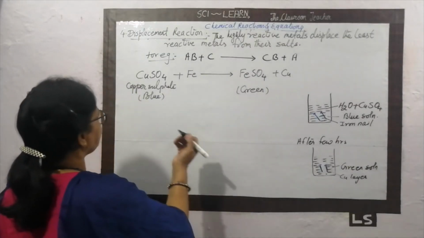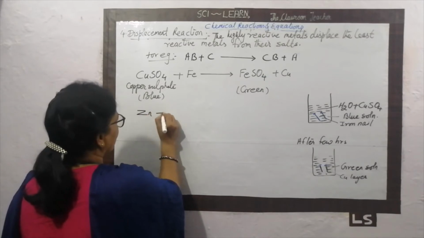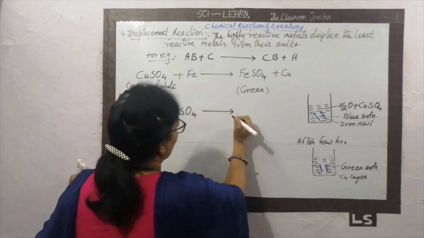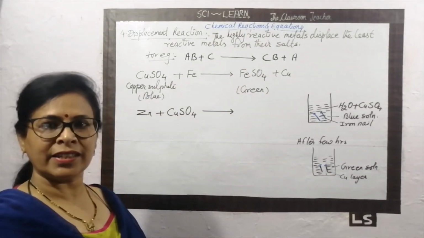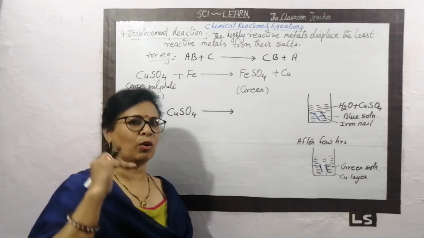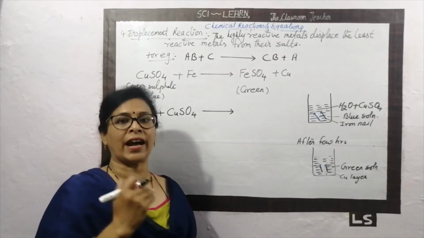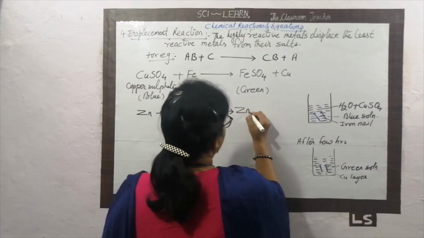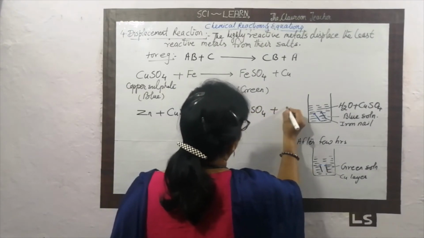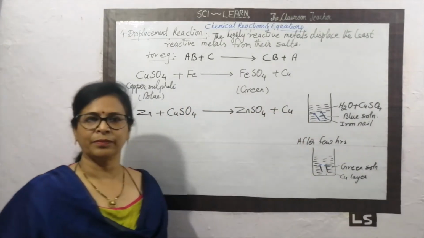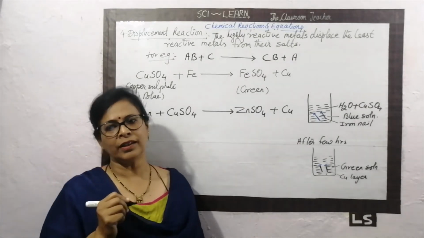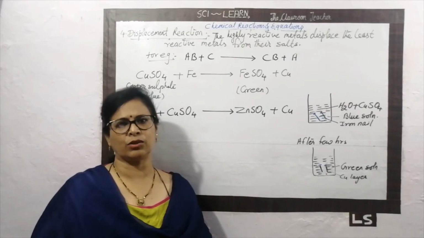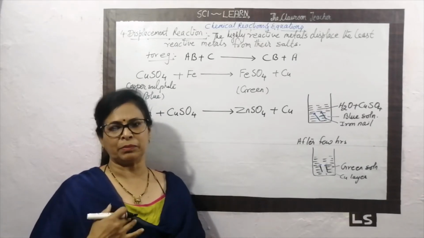For example, zinc combines with copper sulfate. Check out the position of zinc in the reactivity series. Again, zinc is placed above the copper. It means zinc is more reactive as compared to copper. So, what happens here? Zinc displaces copper from copper sulfate. So, this type of reaction is called the displacement reaction. Lots of reactions are there. You are going to study various reactions, you must know. This is called the displacement reaction.